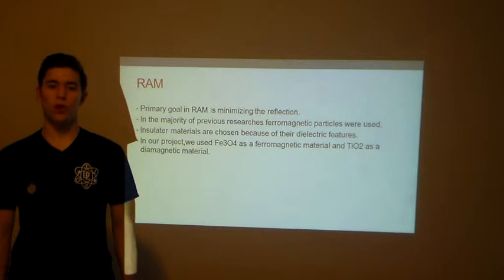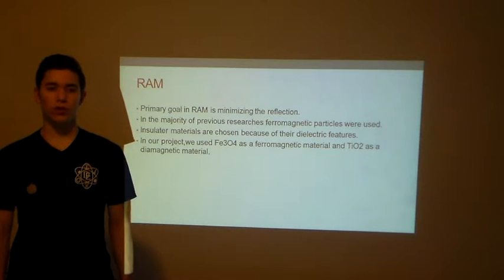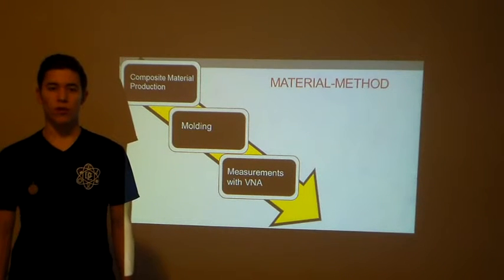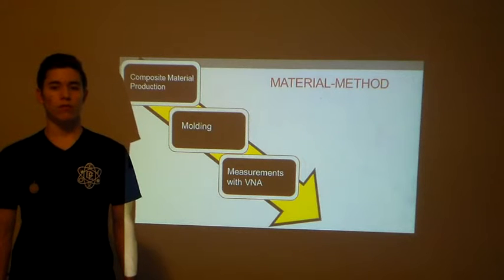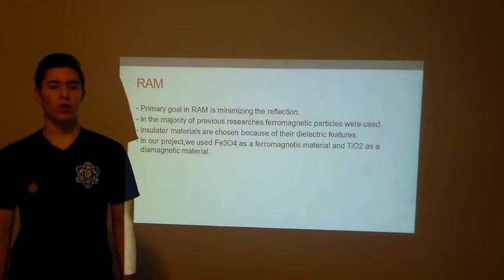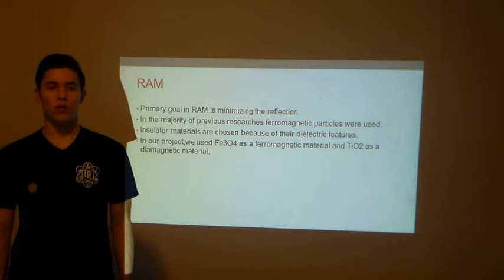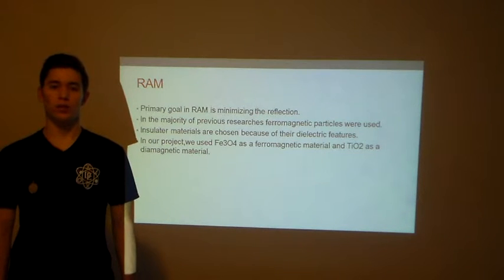So what are the general properties of RAMs? The main goal is to reduce the reflection from the material. In the majority of previous research, ferromagnetic materials were used. In our research, we compare ferromagnetic and diamagnetic materials and examine the benefits of diamagnetic materials. We choose our insulator materials due to their dielectric properties.